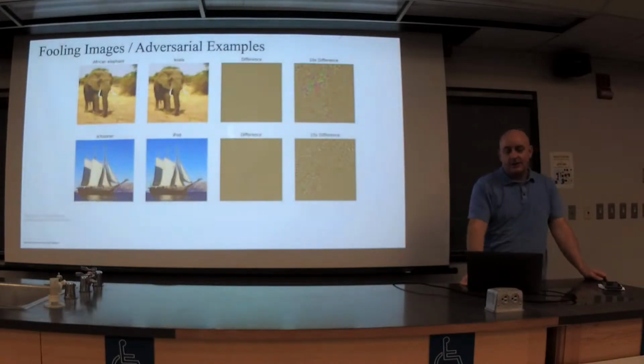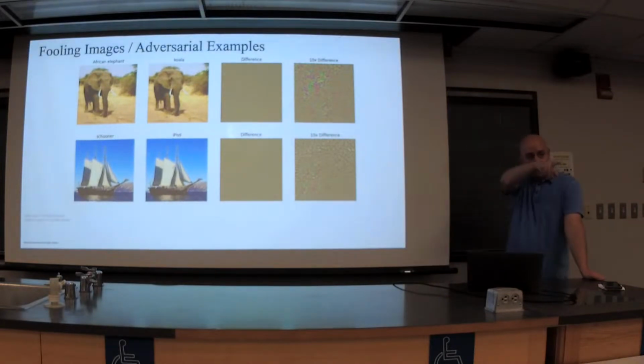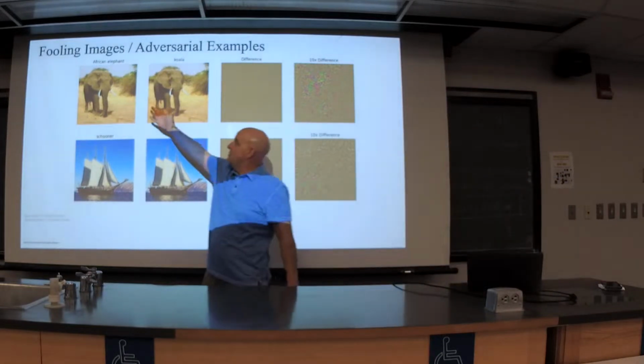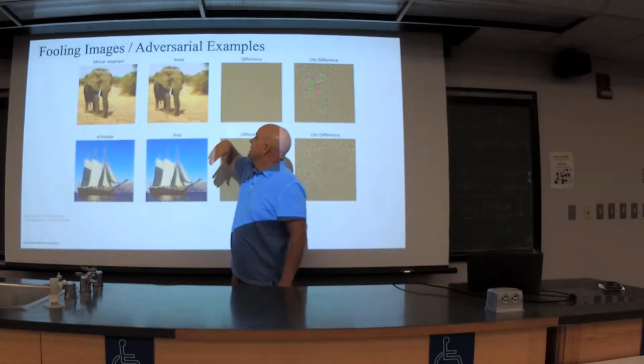So it turns out that you don't have to change it very much to have this classified as a totally different image or totally different object. So here's an example. Here's that same African elephant image.